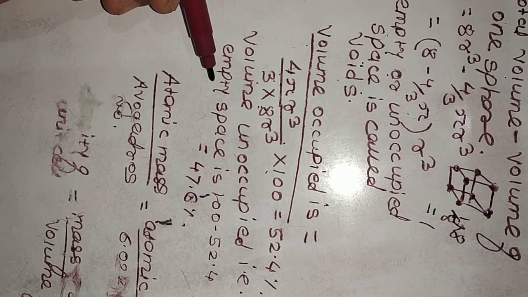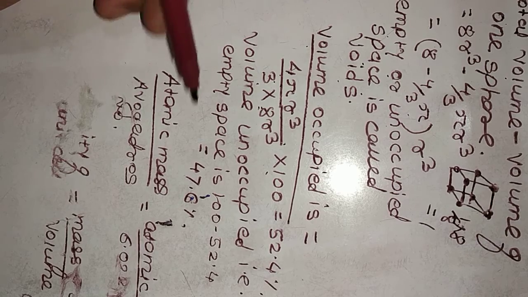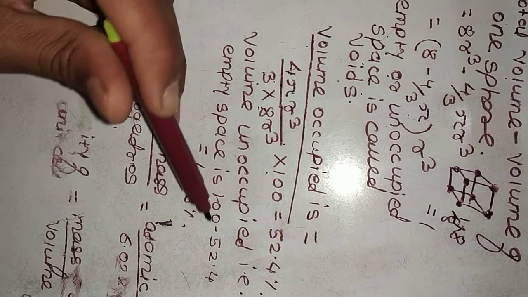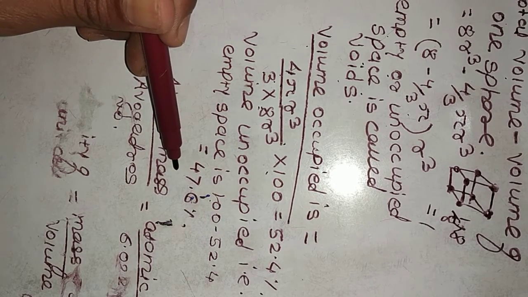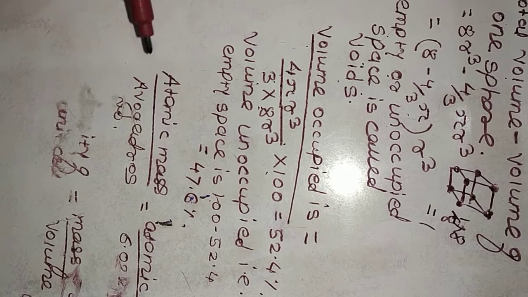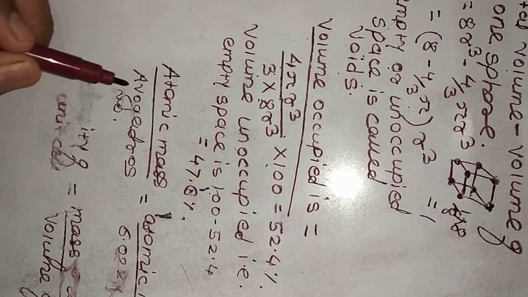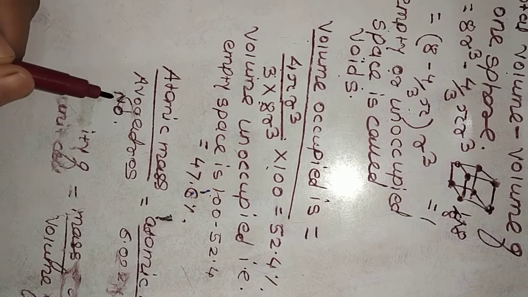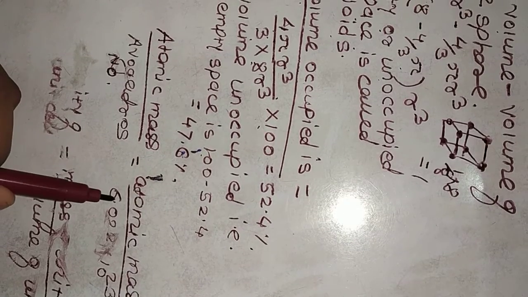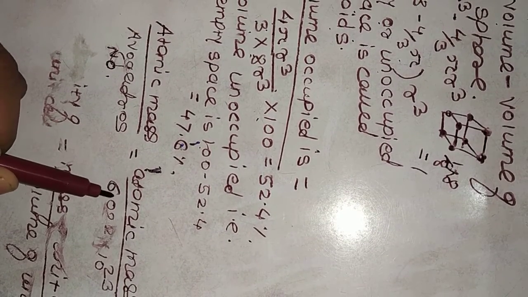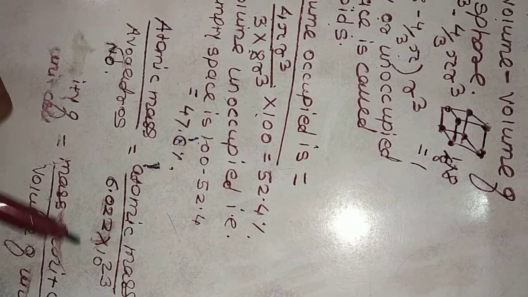How can we calculate the volume unoccupied? Empty space is equal to unoccupied volume: 100 minus volume occupied, 52.4, becomes 47.6%. You know that atomic mass divided by Avogadro's number. Atomic mass divided by Avogadro's number is what? Avogadro's number is 6.022 into 10 raised to 23.